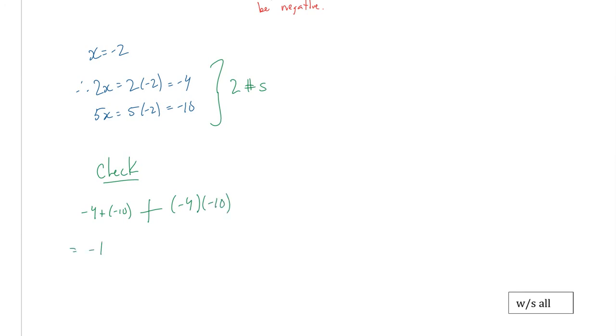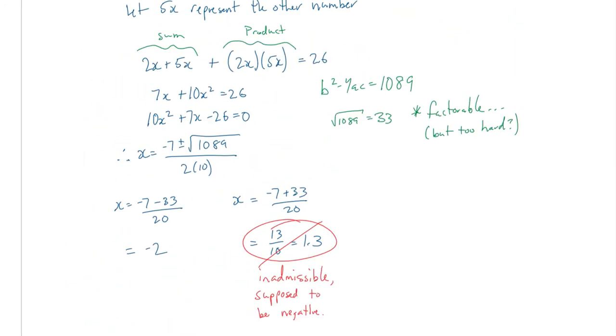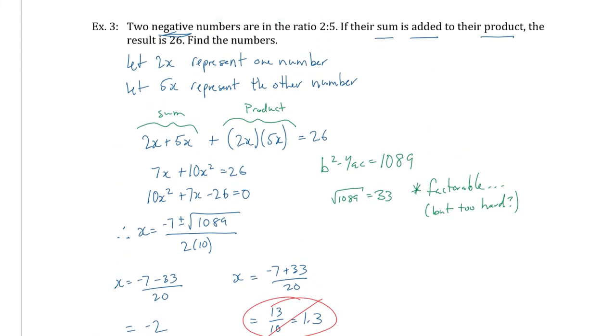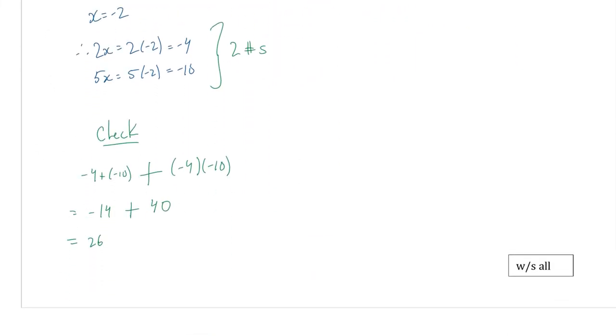Negative 4 plus negative 10 is negative 14. Negative 4 times negative 10 is 40. Negative 14 plus 40, or 40 minus 14, is 26, which is what it told us in the question. The sum is added to the product, the result is 26. So that means that is what I was supposed to get, so I did it right. So therefore, the two numbers are negative 4 and negative 10.